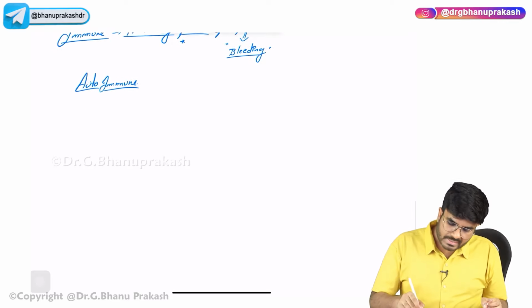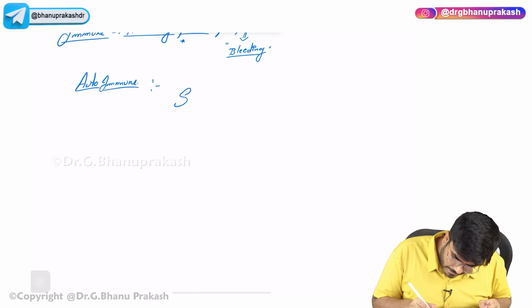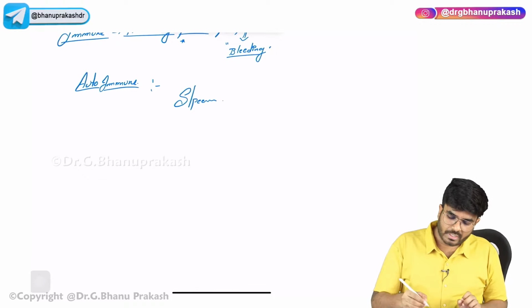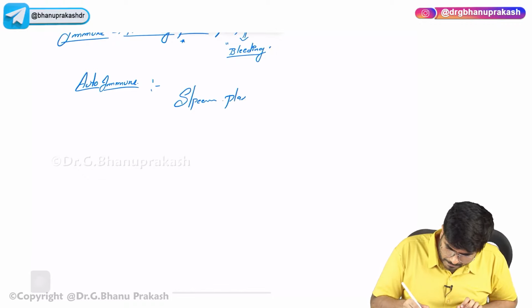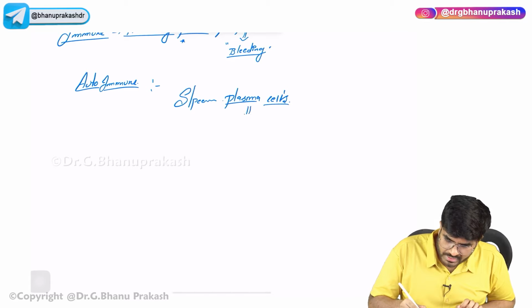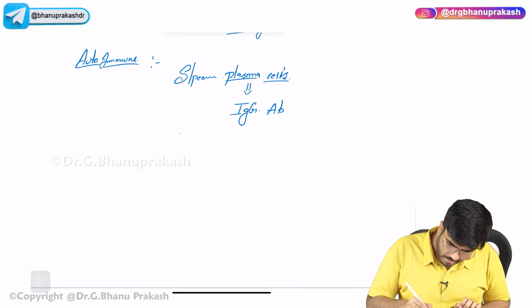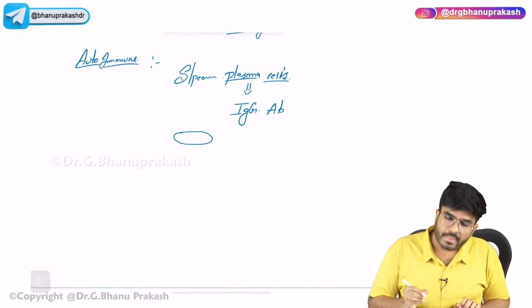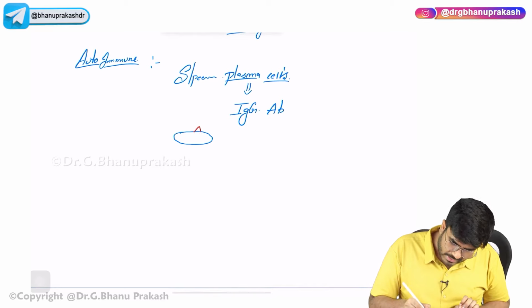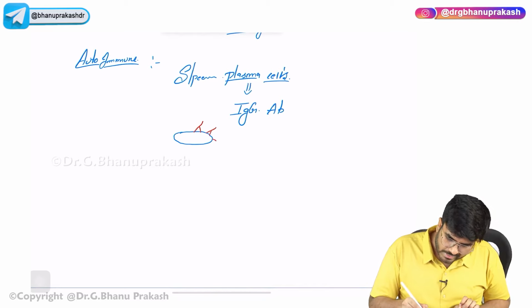So what exactly is the problem, sir? The culprit here is the spleen, in the spleen also the splenic plasma cells. These plasma cells unnecessarily produce IgG type of antibodies against the platelets. Now see, imagine this is a platelet. These IgG antibodies are coming and coating the platelet like this.